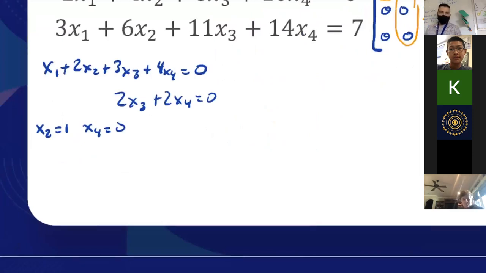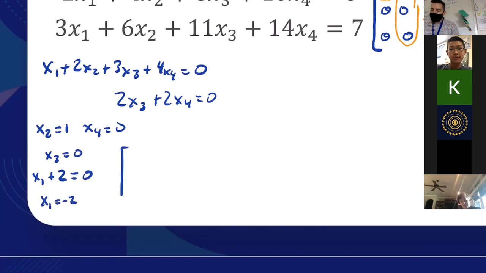I would start with the second equation because it's got fewer variables. So we'll have 2x3 plus 0 is 0, which means x3 is also 0. When I plug in x4 equals 0 into that second equation, I'll get x3 is also 0. Then if I use the first equation, I'll have x1 plus 2x2, which is going to be 2, plus 0 equals 0, right? x3 and x4 are both 0, which means x1 would be -2. So I'll have one special solution, -2, 1, 0, 0.